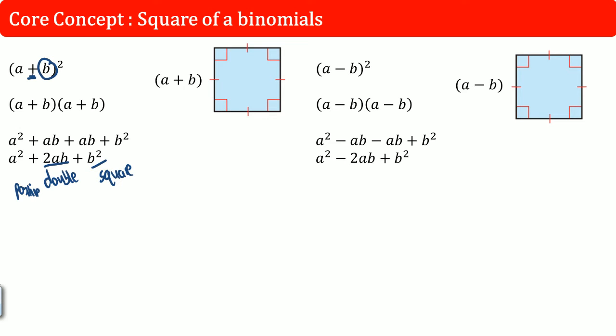Same thing here. You're going to double it. But look, it's negative. So make sure you understand, when you're doubling it, it's negative. Then lastly, you're going to square it. And again, when you square it, it's always positive. So that's your core concept. Again, this is like a memorization trick. You do not have to memorize it if you know how to do it. This is just a shortcut, basically.